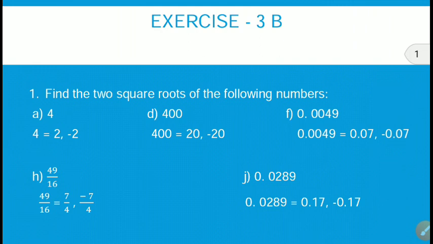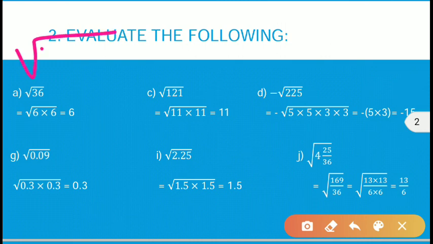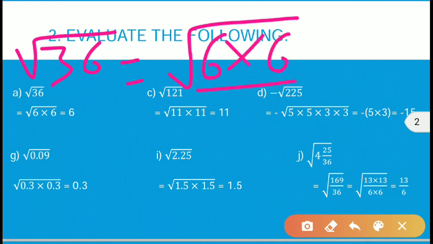So this was your first question. Some more questions are there in question 1. That will be your homework. You try to solve those questions. Question number 2 is evaluate the following. First is under root 36. This is also same. Under root 36 can be written as 6 into 6. This is the one pair, and from this pair you write only 6. So 6 is the answer.